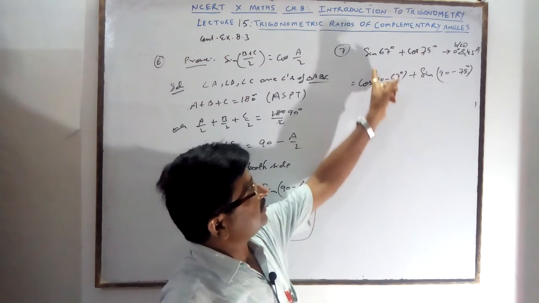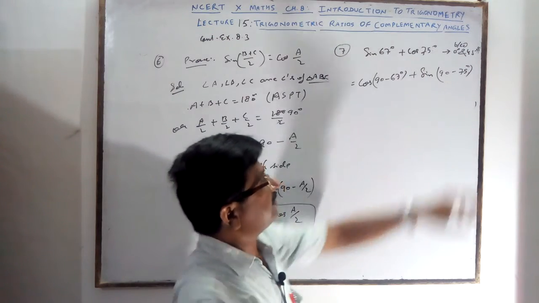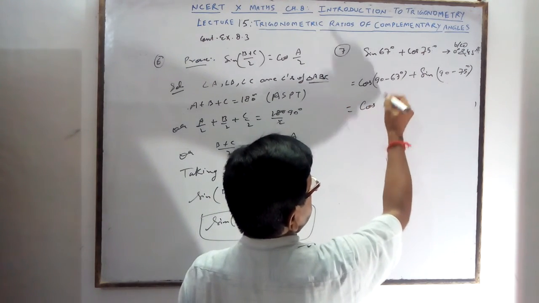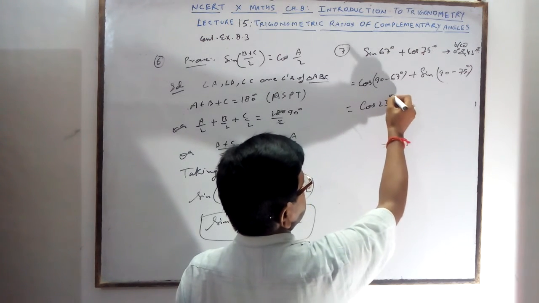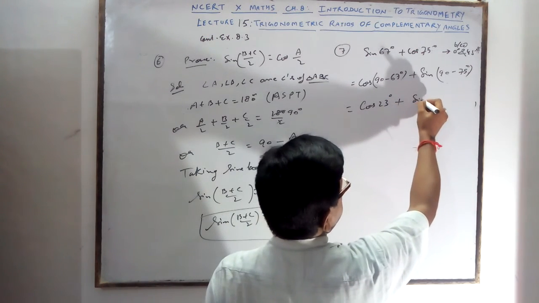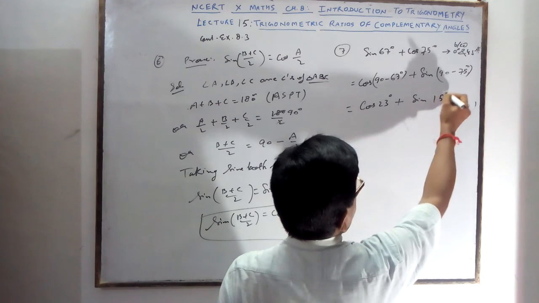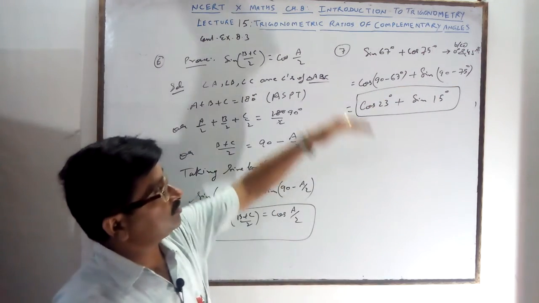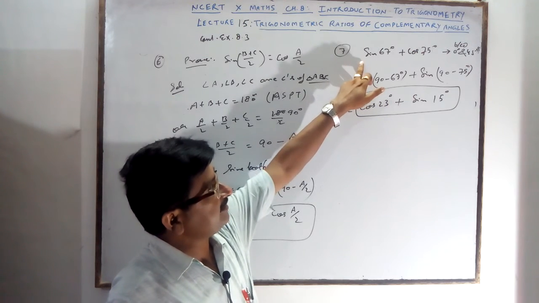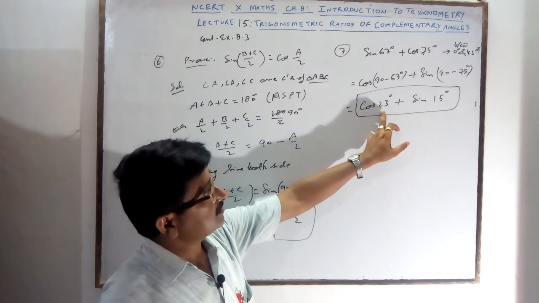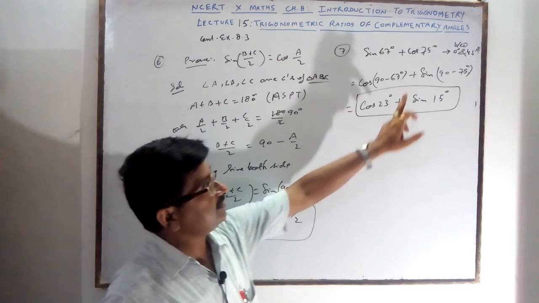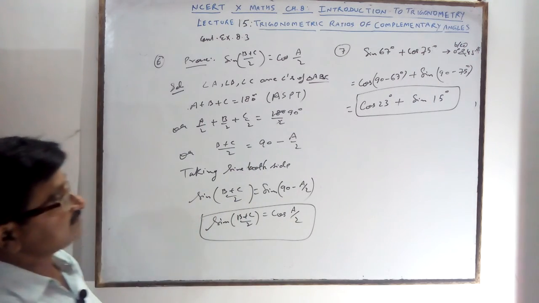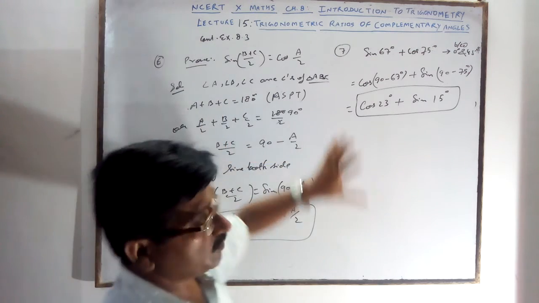Sine is converted into cos, then 90 minus 67. Cos is converted into sin, then 90 minus 75. You will get cos 23 degrees plus sin 15 degrees. These trigonometric ratios are equal: cos 67 or sin 67 or cos 23, cos 75 or sin 15 degrees. And this exercise is over.